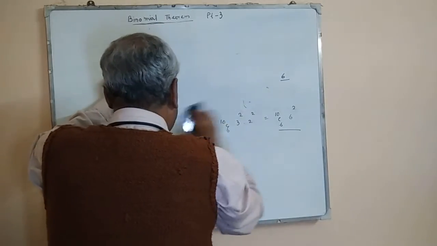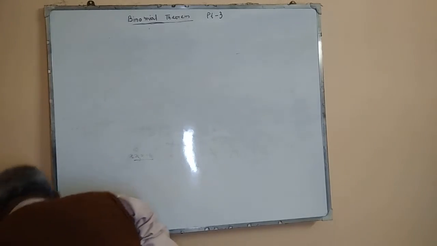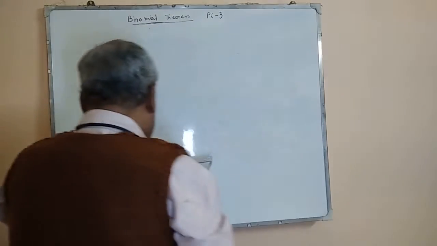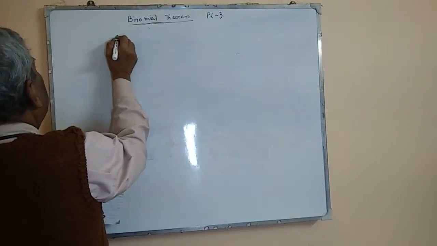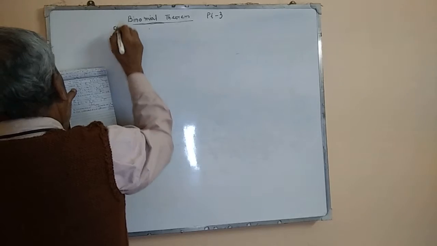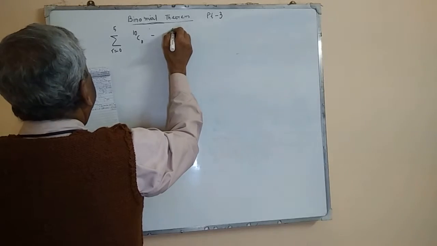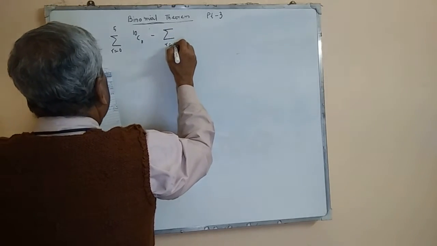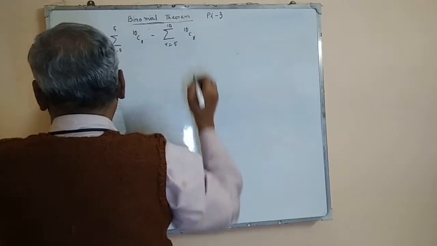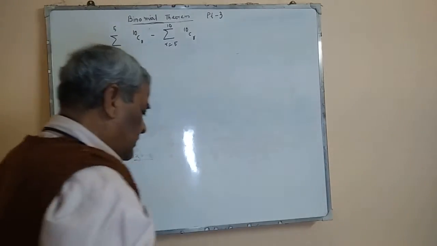Our next problem. The value of sigma r equal to 0 to 5, 10Cr minus sigma r equal to 5 to 10, 10Cr. Its value is how much?